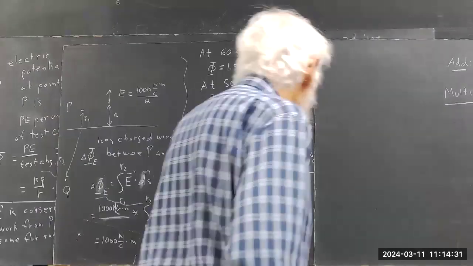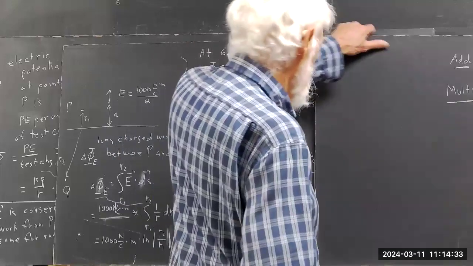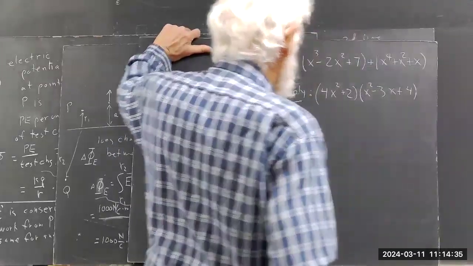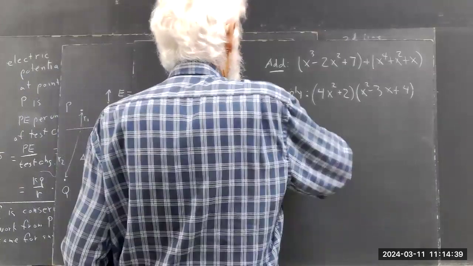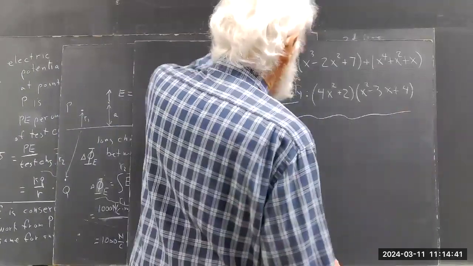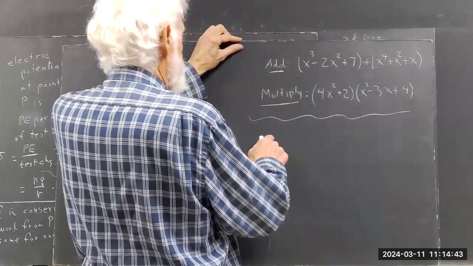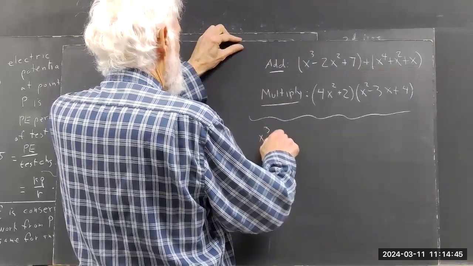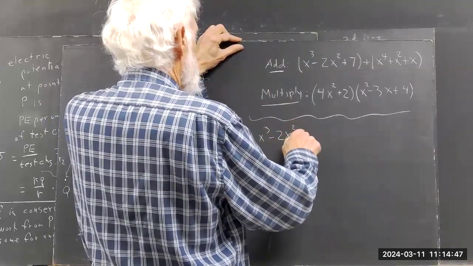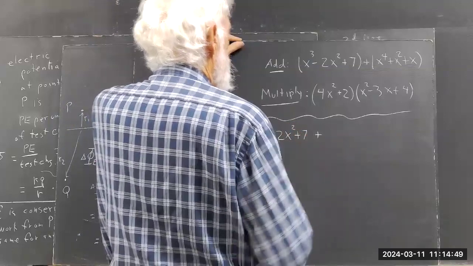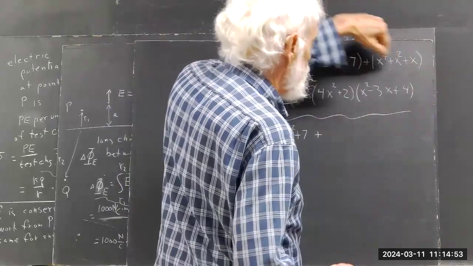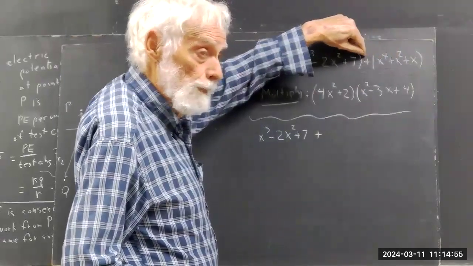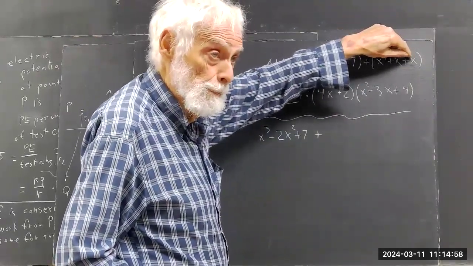Okay, so I had these quiz problems and some had some confusion on these, so let's make sure we understand. Okay, first problem, you've got x cubed minus 2x squared plus 7 added to this. Well, you're just adding, and there's no number in front of it, so you don't have to multiply through by any number.